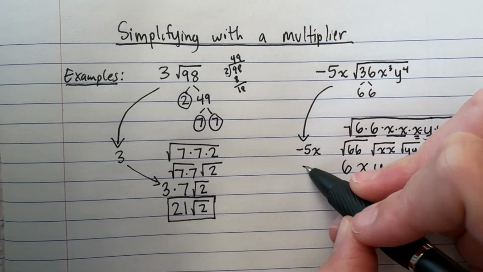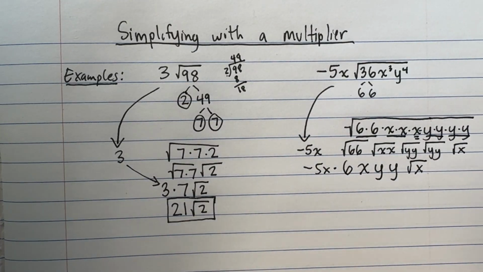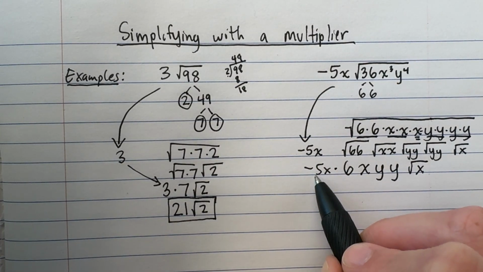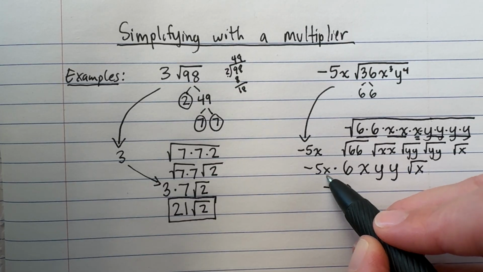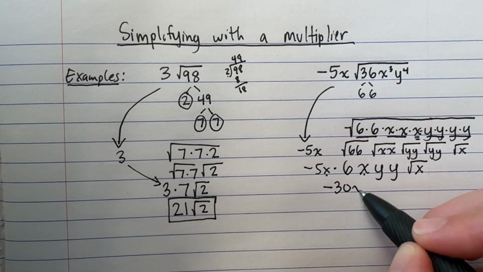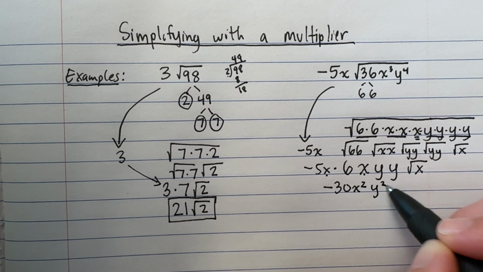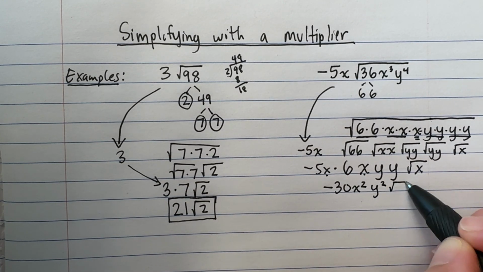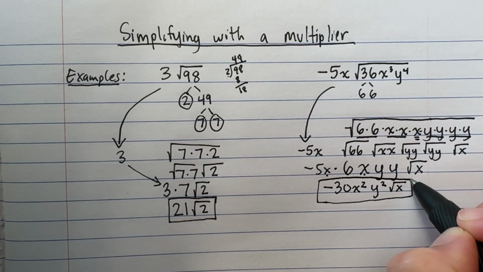And then I'm going to bring this negative 5x down right here. And now we're just going to multiply everything together. So negative 5 times 6, those are my numbers. I'm going to write negative 30. Then look, this is x times x. There's two x's being multiplied here. This is y times y. There's two y's being multiplied here. And then the only thing that didn't simplify was this square root of x. So my answer looks like this.